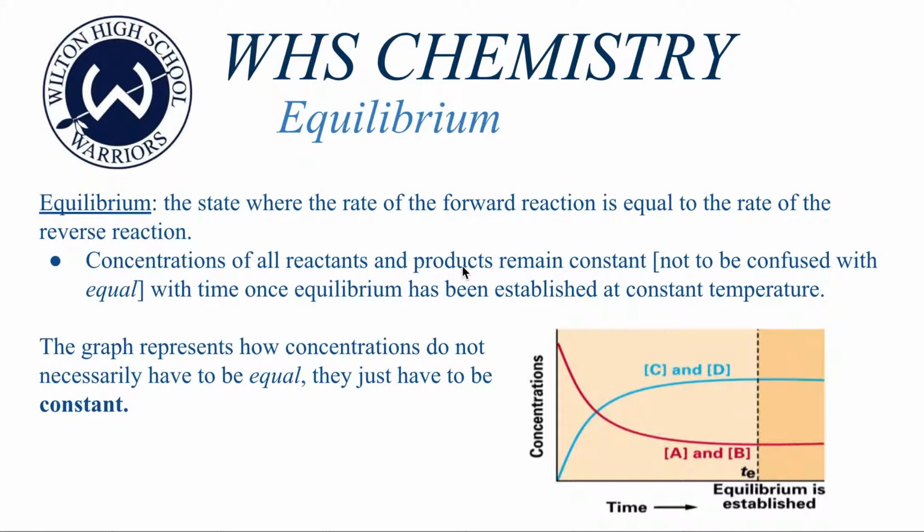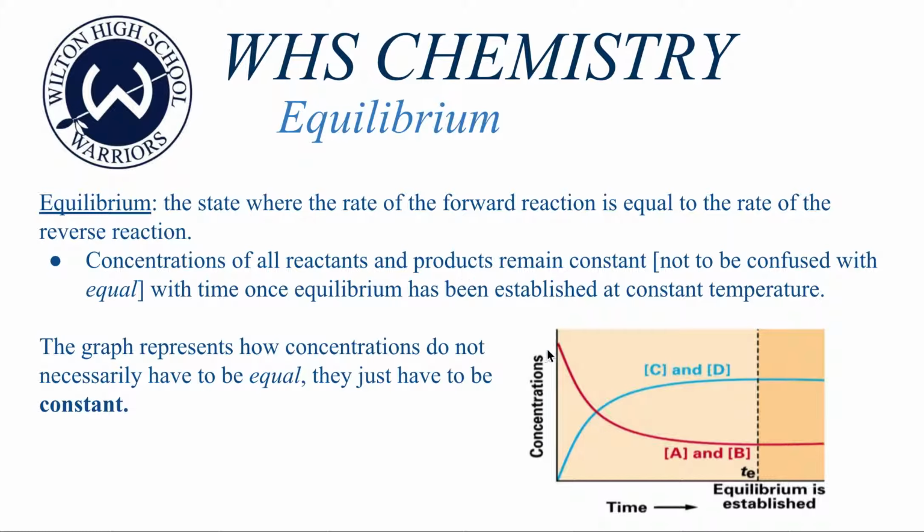So, the definition of equilibrium is the state where the rate of the forward reaction is equal to the rate of the reverse reaction. When equilibrium is happening, the concentrations of all the reactants and products remain constant, but that's not to be confused with them being equal. They are not necessarily equal, but we'll talk about that a little bit later. With time, once equilibrium has been established, and this is at constant temperature.